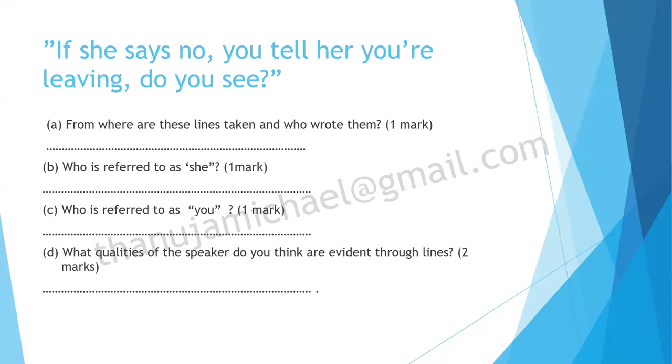From where are these lines taken and who wrote them? Twilight of a Queen, Kinoshita. Even if you write just Kinoshita, you'll get the mark. Who is referred to as she? She is Sue. Who is referred to as you? You is Yo-yo.